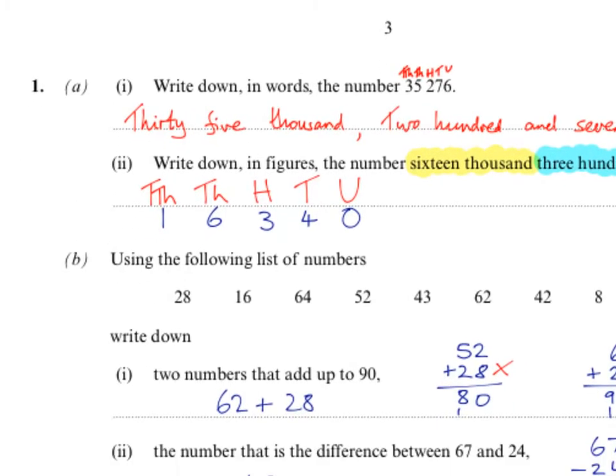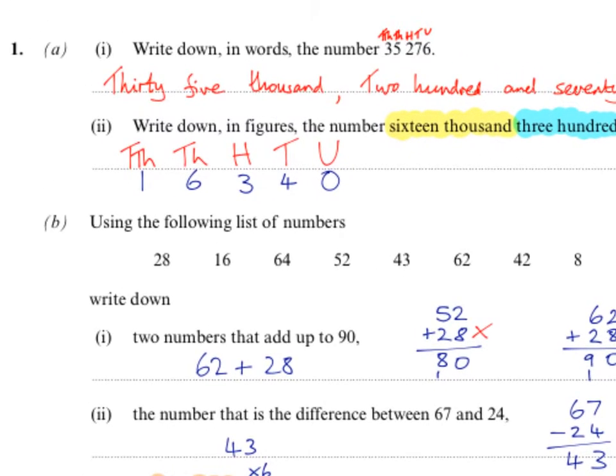Okay, using the numbers in the list, write down two numbers that add to 90. Now focus on this end digit here. That ends in a 0, so we call that a number bond. We're looking for numbers that end in, if anything ends in an 8, we'd be looking for a 2, because the 8 and the 2 make 10. That'll make it end in 0.